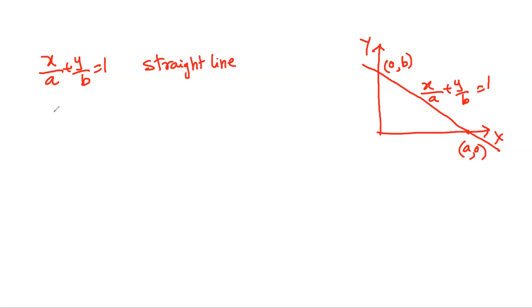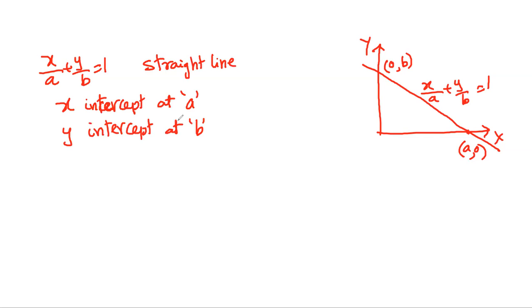It has an x-intercept at A and a y-intercept at B. So there are the points (A, 0) and (0, B). Then this equation is x by a plus y by b is equal to 1. Got the point?